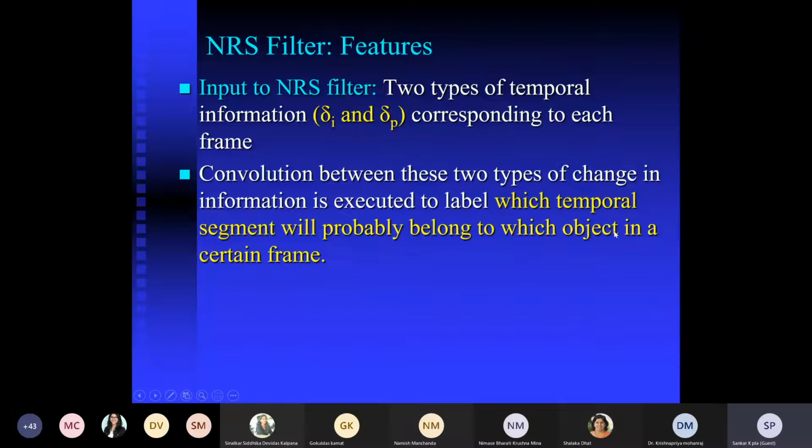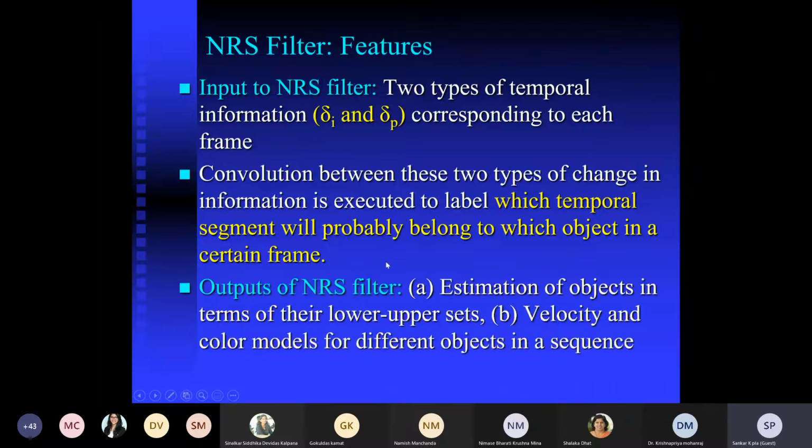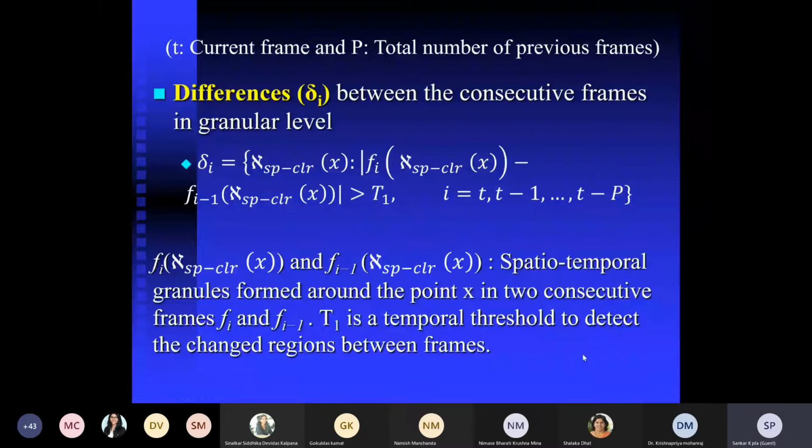I'll explain the output of the neighborhood filter: it gives an estimation of the object in terms of lower and upper sets. And then we compute the velocity and color model. That means the rate at which the object is moving, and the color models of the different objects in the sequences. So what we do: I take the current frame T, and we have P total previous frames.